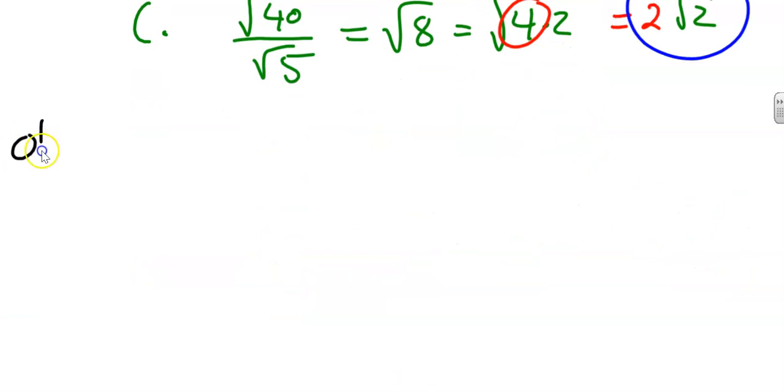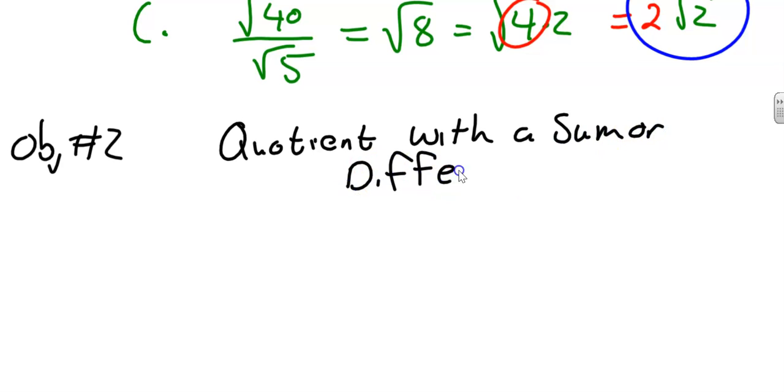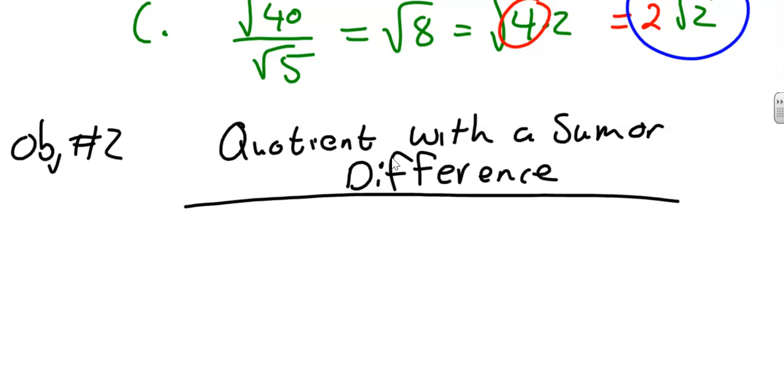Okay, objective number 2 is really more of a quotient with a sum or difference. And this is almost one of those halfway objectives, where they give you a problem where you're going to do a little bit of simplifying, but at the same time, you may not do any simplifying at all. So it's almost like a halfway in between on these. One of the first ones that they may give to you.